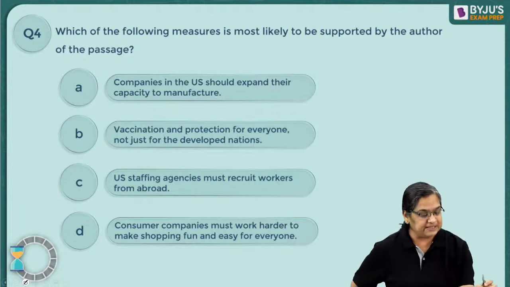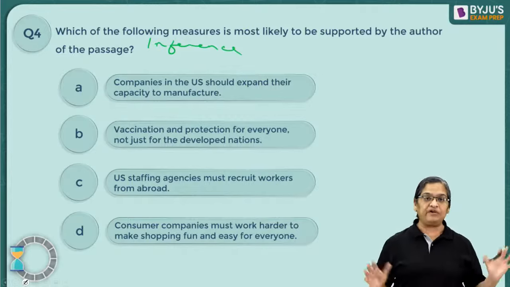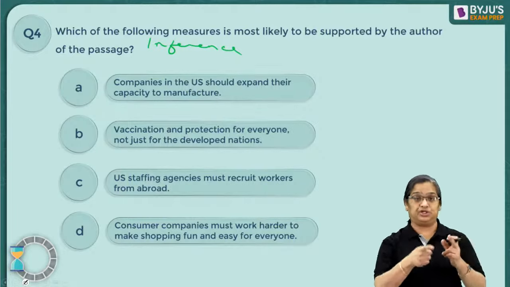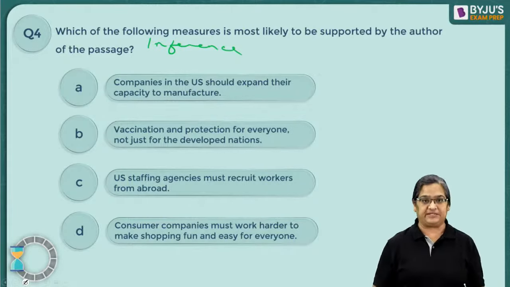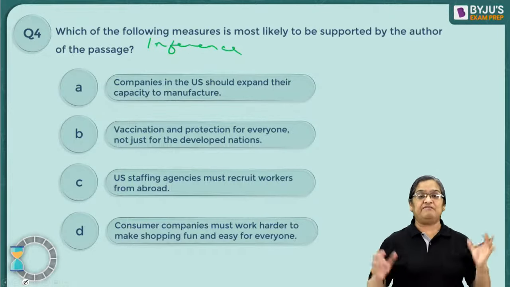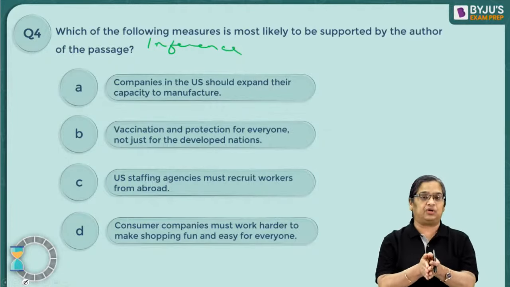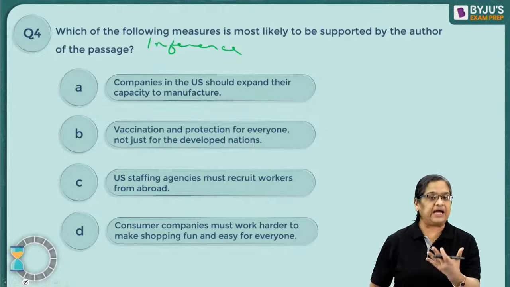Which one of the following measures is most likely to be supported by the author of the passage? Remember, this is an inference question because nowhere has the author said you should do this, you should do that, at least not in the passage. Based on the views expressed in the passage, we will try to infer what course of action the author is likely to support.